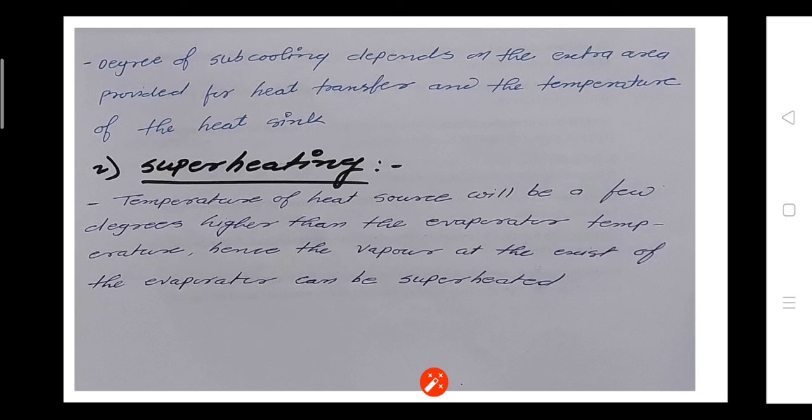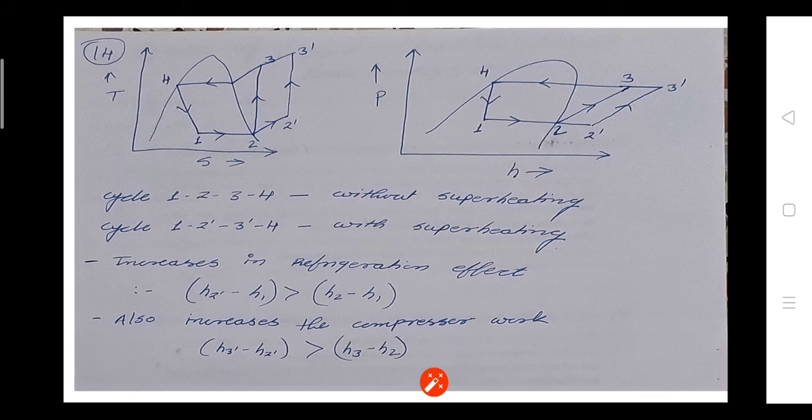Now the next modification is superheating. The temperature of the heat source will be a few degrees higher than the evaporator temperature, hence the vapor at the exit of the evaporator can be superheated. You know that in the evaporator the heat is extracted from the heat source. Okay, you have to superheat the vapor in the evaporator. Now what is the effect of superheating on the performance of the VCR cycle, that we will see.